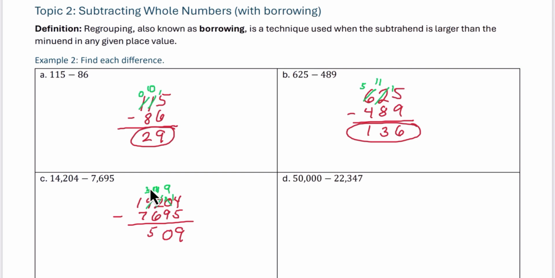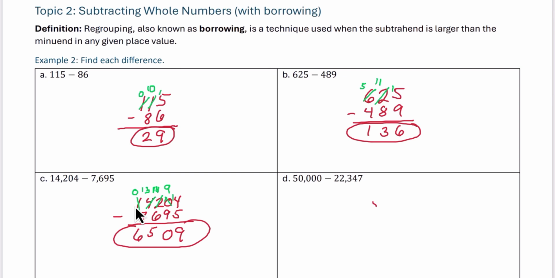And then 3 minus 7. We can't take 7 away from 3, so we borrow from the next column. That 1 becomes a 0, and we put that 1 beside the 3. 13 minus 7 is 6. And then the 0 just goes away. We don't need to bring it down. We have 6,509.